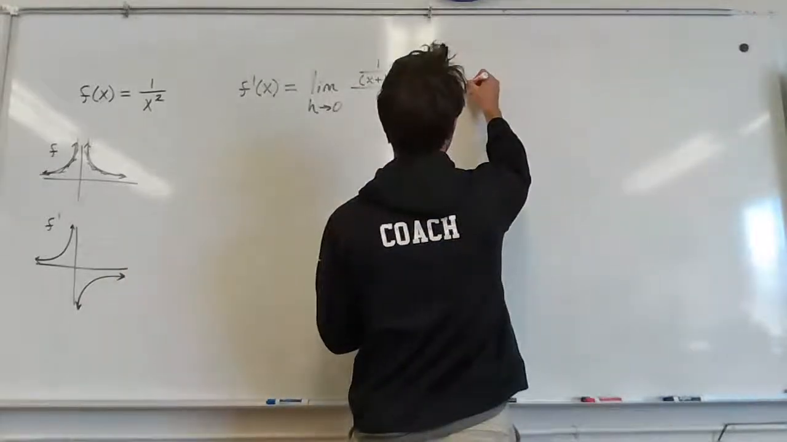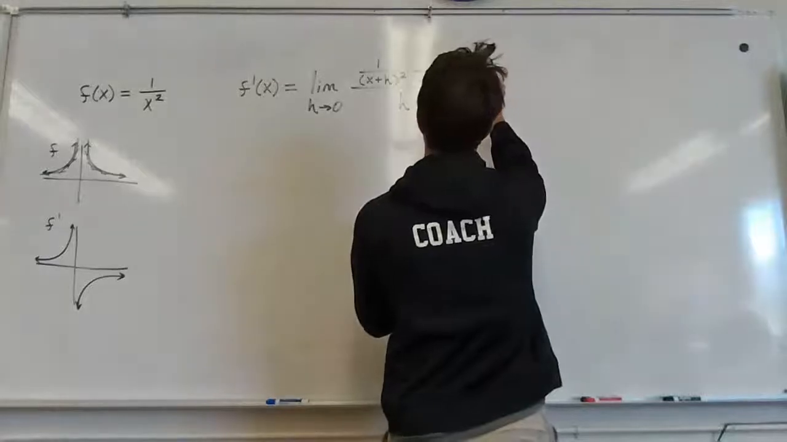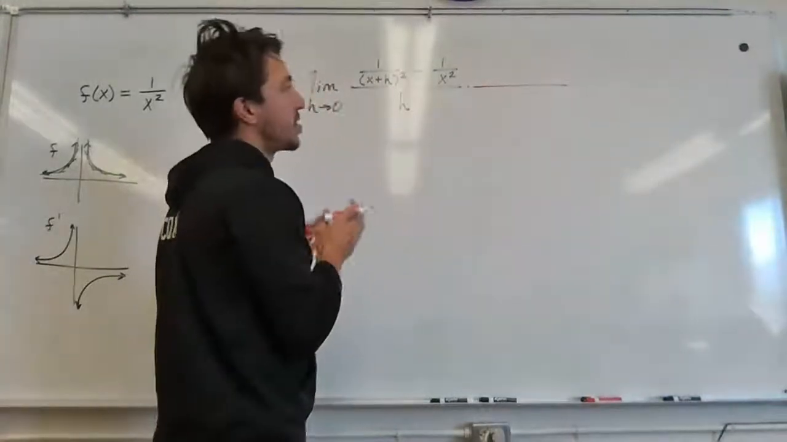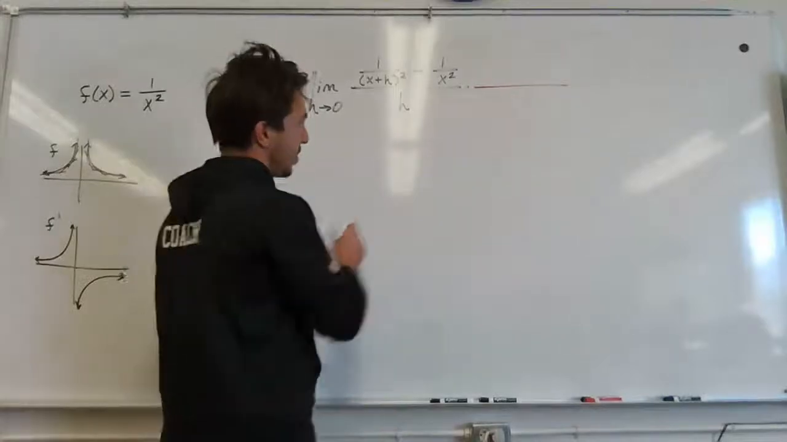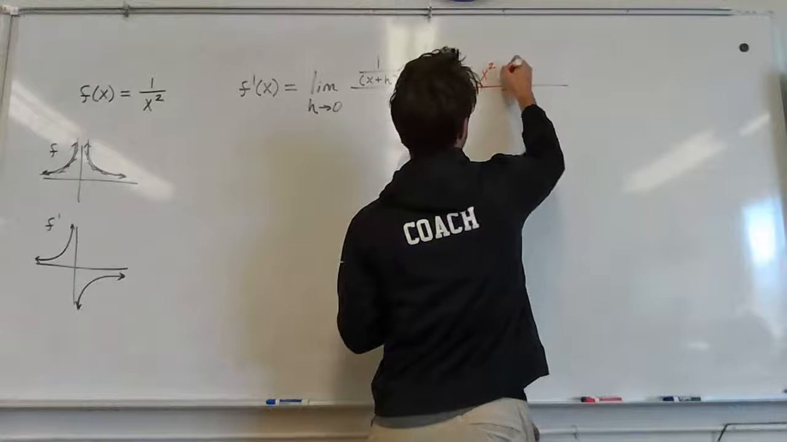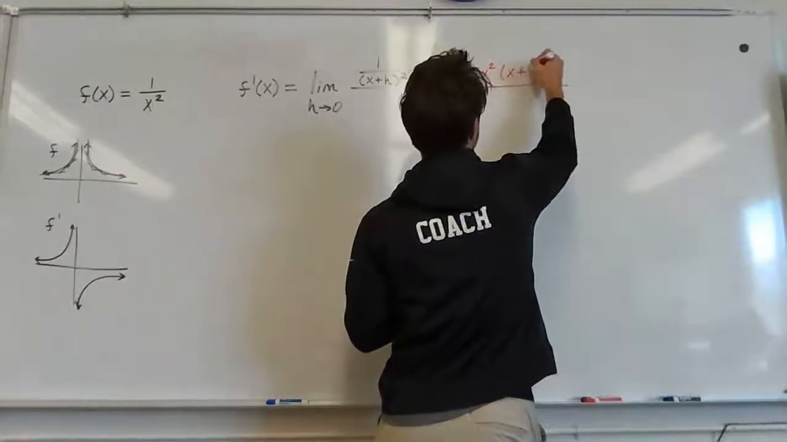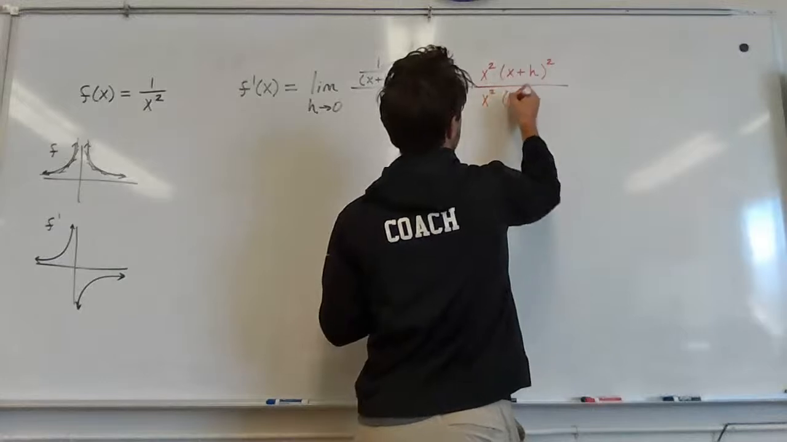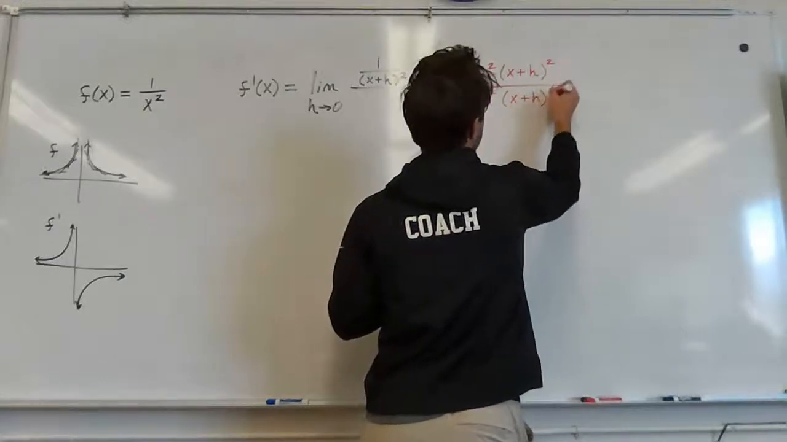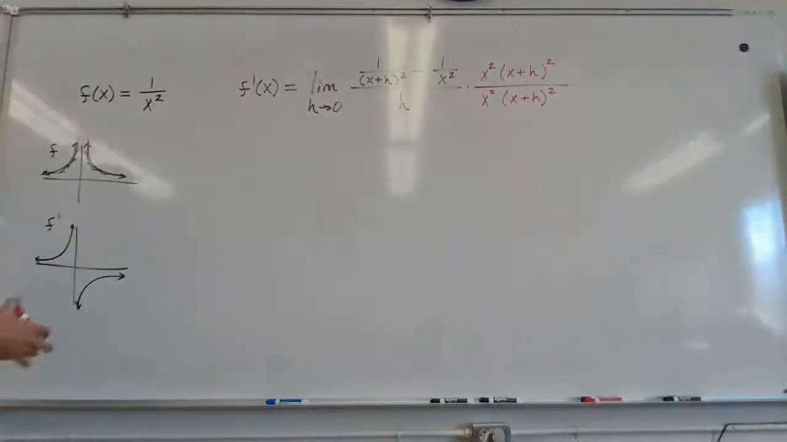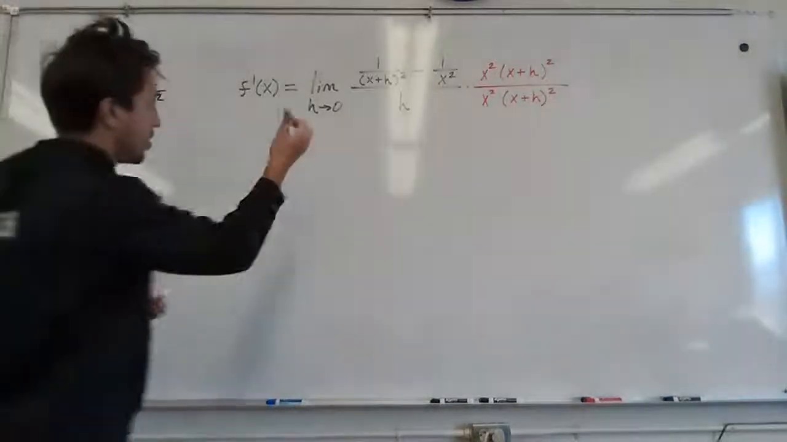Okay, the first step. Hopefully you got the first step, because it's exactly the same step as the last one we did. You want to multiply by x squared and multiply by x plus h squared, on top and bottom. Okay, so you got that. Good. That means you recognize the pattern and you're able to apply it. Let's multiply it.